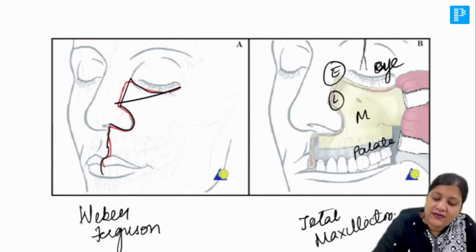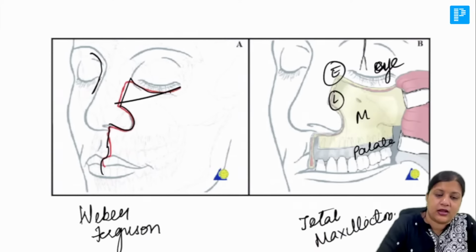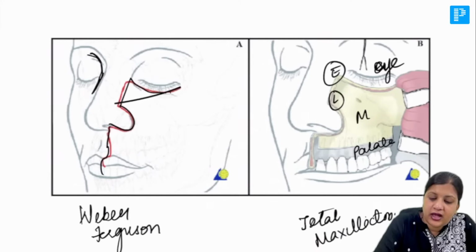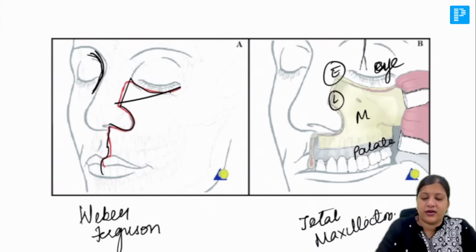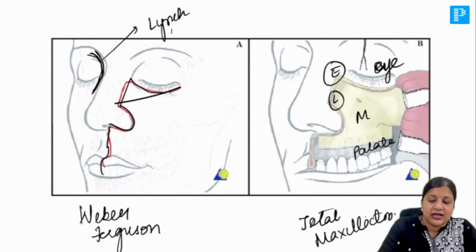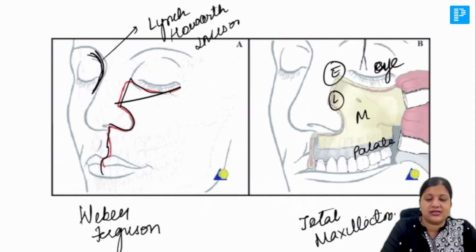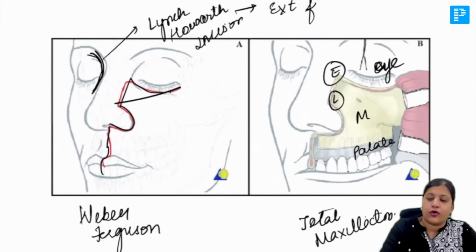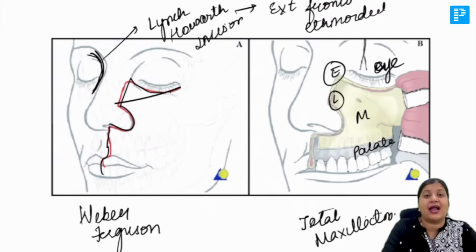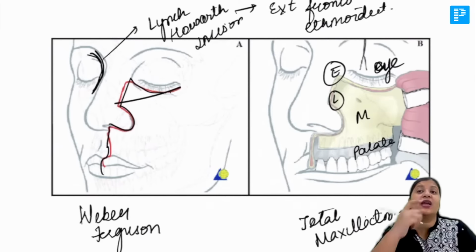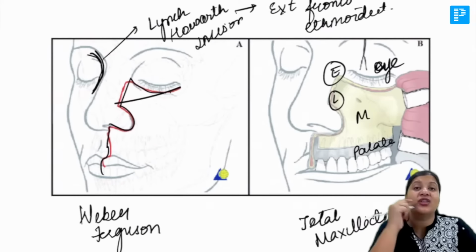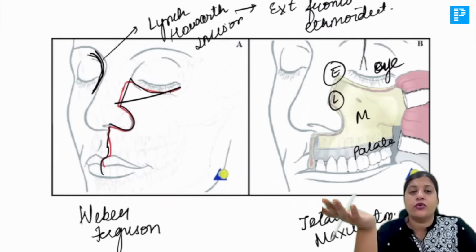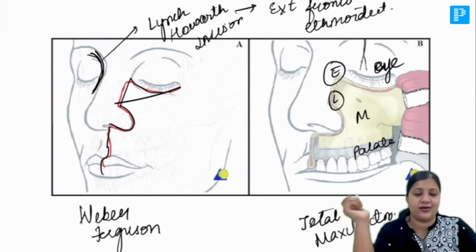What is this incision called? Weber-Ferguson incision. If they would have given you an incision like this, which is starting from the medial end of the eyebrow going up to the ala of the nose, what will we call this? We will call this Lynch-Howard incision. Okay, so this is your Lynch-Howard, which is used for external frontoethmoidectomy, meaning external approach to frontal sinus and ethmoid sinus. For maxillary sinus, we can go either via Caldwell-Luc through the sublabial route, and if you want to do total maxillectomy, we can do a Weber-Ferguson's incision.